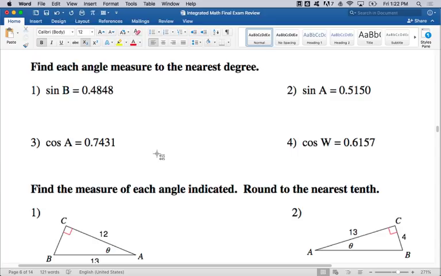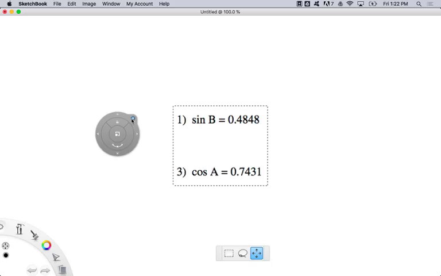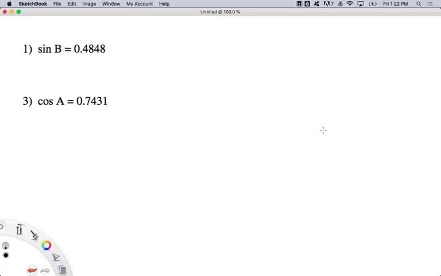Now, for these, I'm asked to solve for an angle measure. Whenever I am solving for an angle, I use what kind of trig? Inverse trig. Let's all say that together. When I solve for an angle, I use inverse trig. One more time. Inverse trig. I love you, inverse trig.